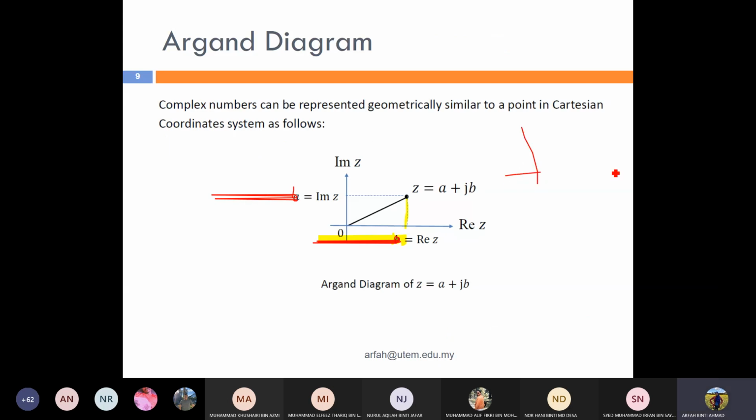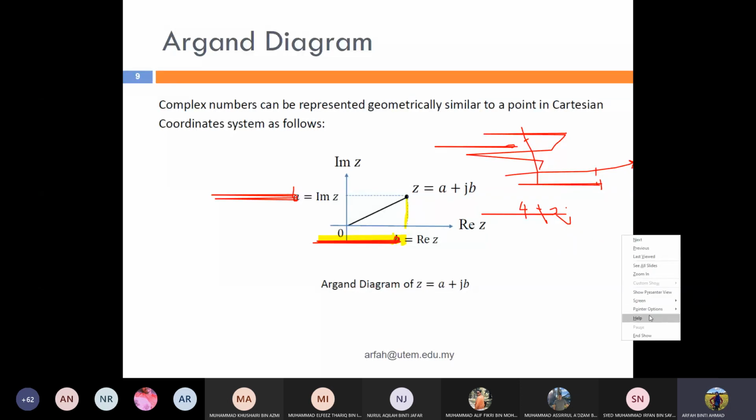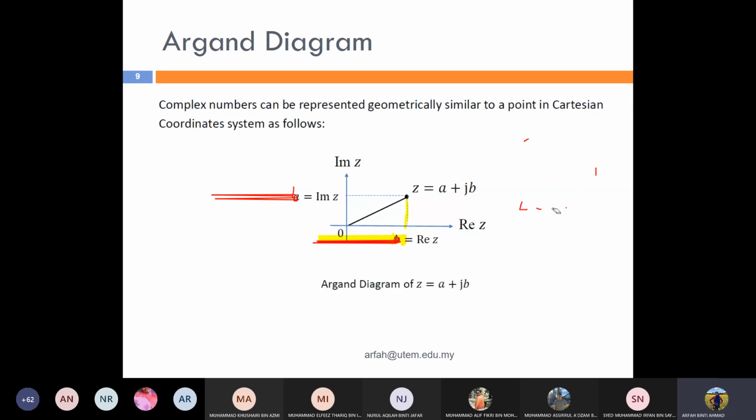So sama je kalau awak nak plotkan, katakan Z sama dengan 4 tambah 2J. So yang ini awak punya 4 dekat sini, 2 dekat sini. So you just do the plotting. Asal dia tak boleh straight ni. Okay, to be like that. That is how you do the pointing of the, awak buatkan Argand Diagram untuk the, what we call it, the complex number. Done with this one.